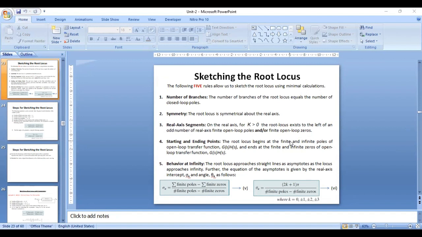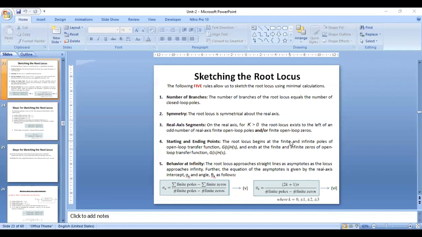To decide the part of the root locus on the real axis, take a test point on the real axis. If the total number of poles and zeros on the real axis to the right of this test point is odd, then the test point lies on the root locus. If it is even, then the test point does not lie on the root locus. The next step is to calculate the angle of asymptotes.